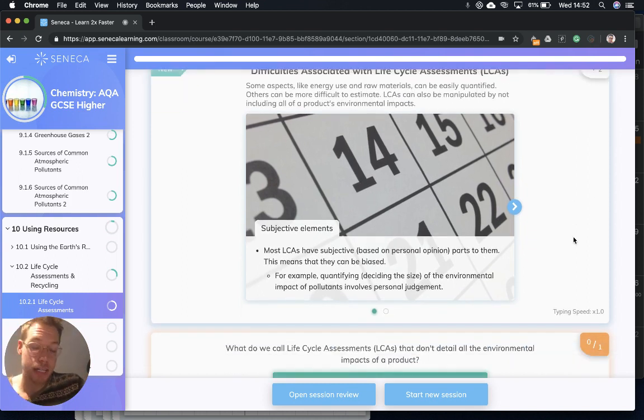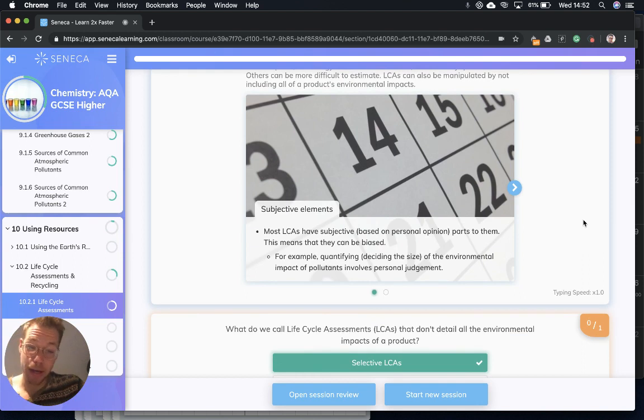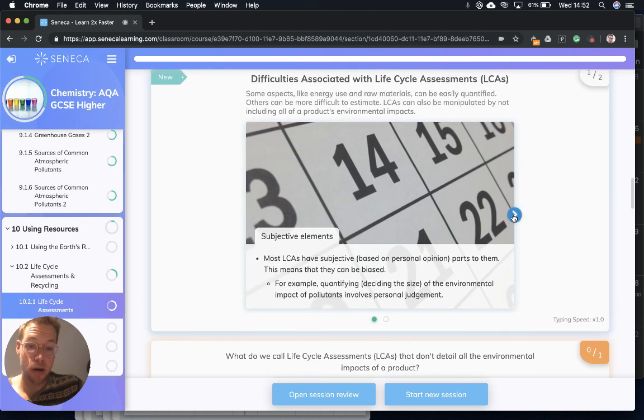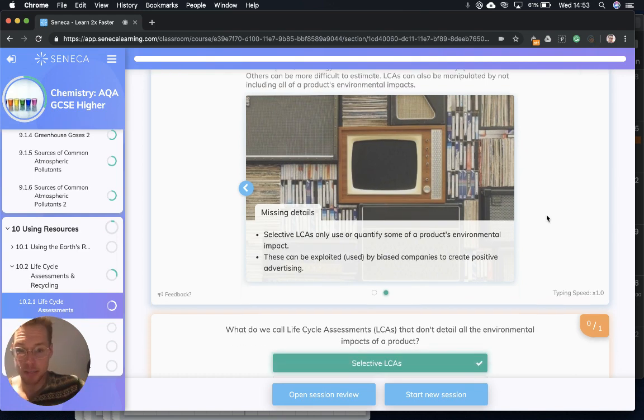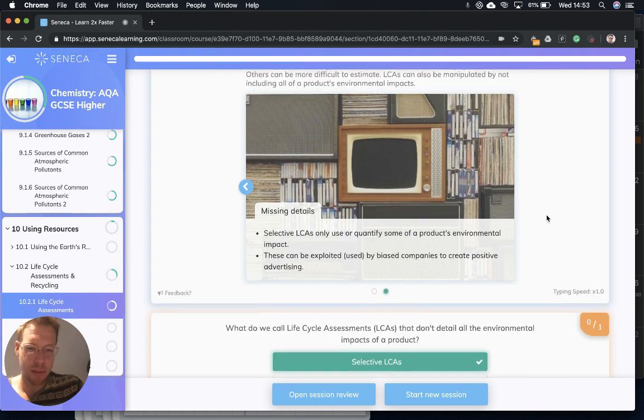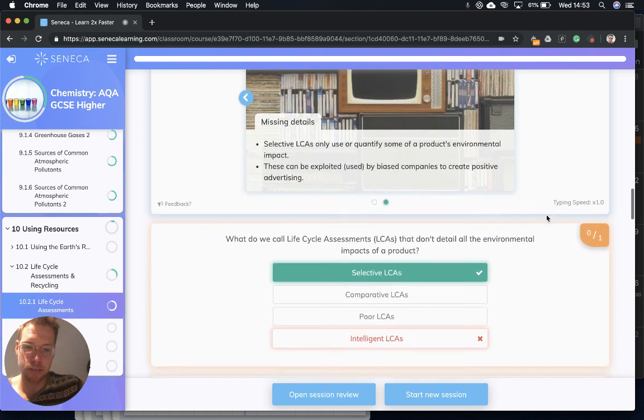So there are a few subjective elements we need to talk about. Most LCAs have subjective parts to them, which means based on personal opinion. This means that they can be a little bit biased. So, for example, quantifying or deciding the size of the environmental impacts of pollutants involves personal judgment. There can also be some missing details. Selective LCAs only use or quantify some of the product's environmental impacts. These can be exploited by biased companies to create positive advertising.